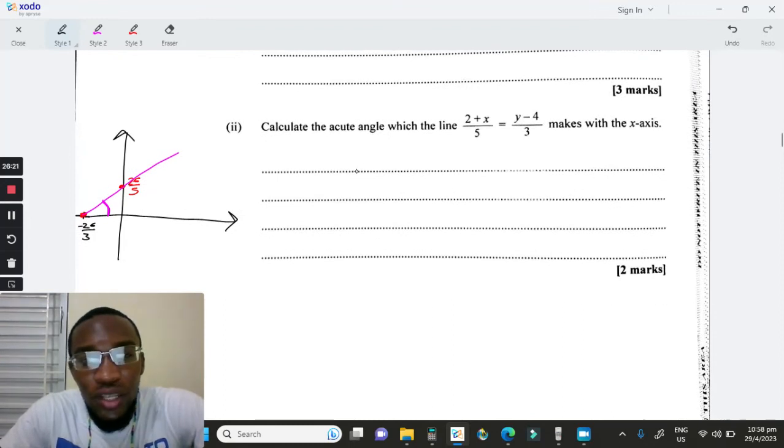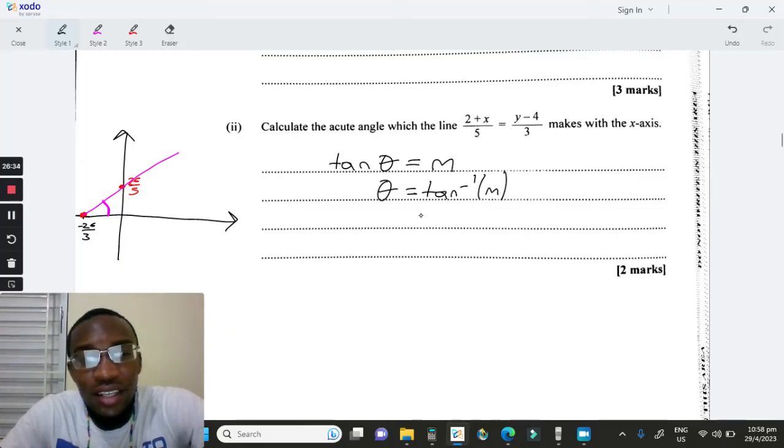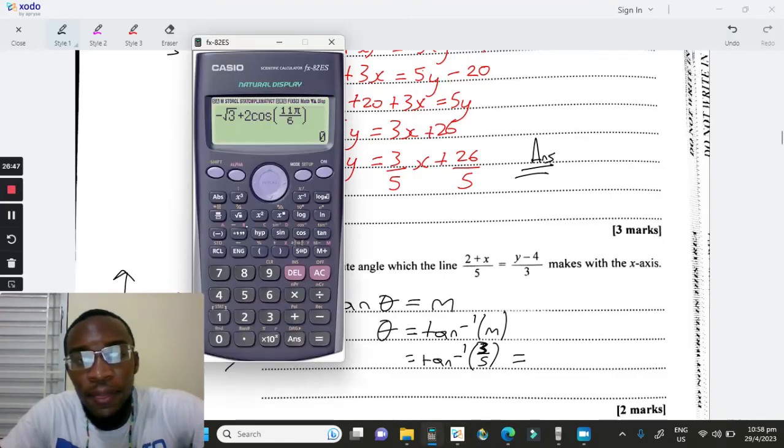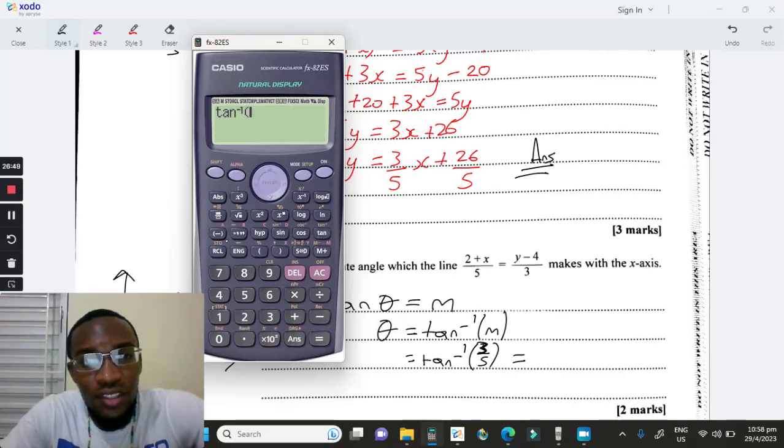Now, what you need to remember is that the tan of that angle is equal to the gradient. The tan of that angle is equal to what? The gradient. So the angle then is equal to tan inverse of the gradient. Remember, the gradient of the line is 3 over 5. So tan inverse 3 over 5. You put that in the calculator. So tan inverse of 3 divided by 5.